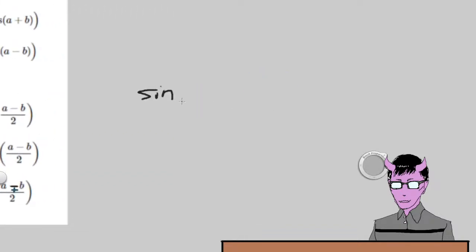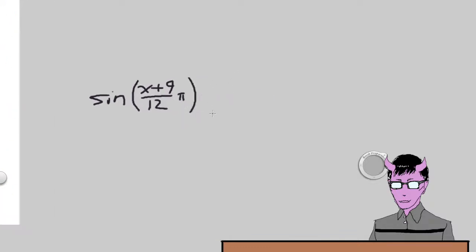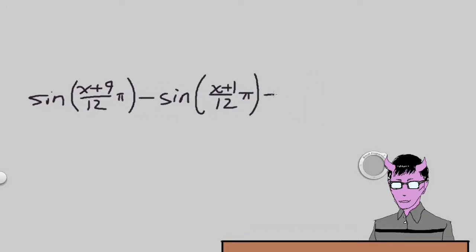Next problem up, we have sine of x plus 9 over 12 with a pi on the side. Hopefully didn't do this problem already, right? No. And then we have minus. So keep that in mind. Sine of x plus 1 over 12, pi on the side. And all of that is equal to negative root 6 over 2.